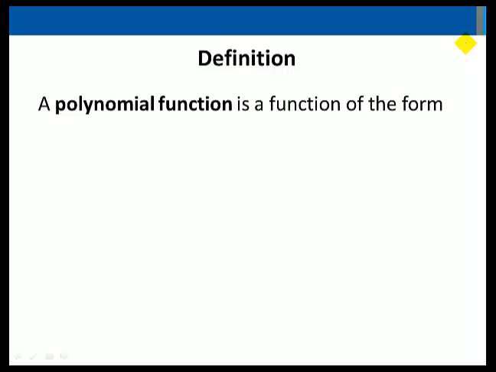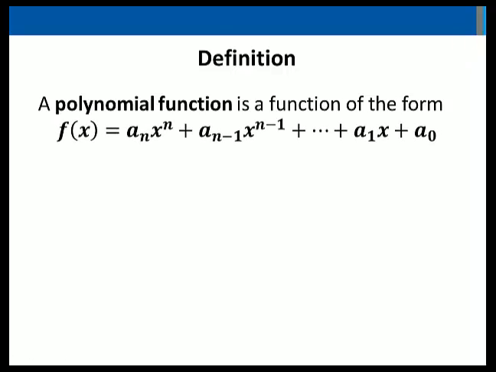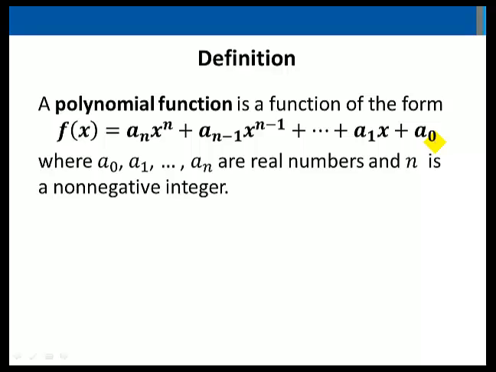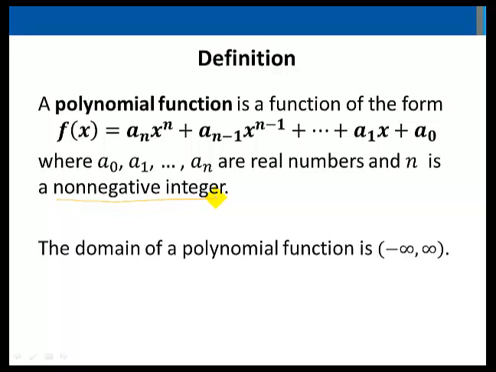A polynomial function is a function of the form f(x) = a_n x^n + a_(n-1) x^(n-1) + all in-between terms up to + a_1 x + a_0, where a_0, a_1, and all in-between coefficients up to a_n are real numbers, and n is a non-negative integer. The domain of a polynomial function is all real numbers.